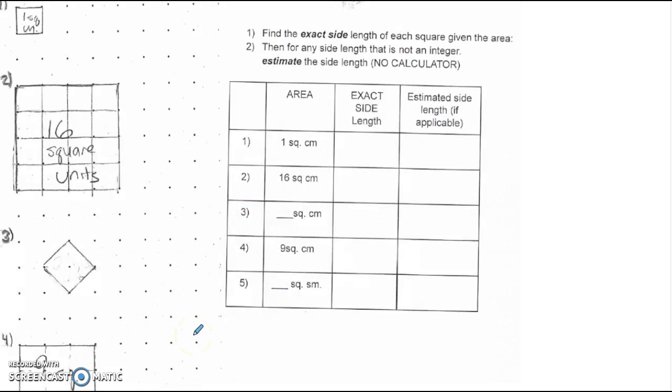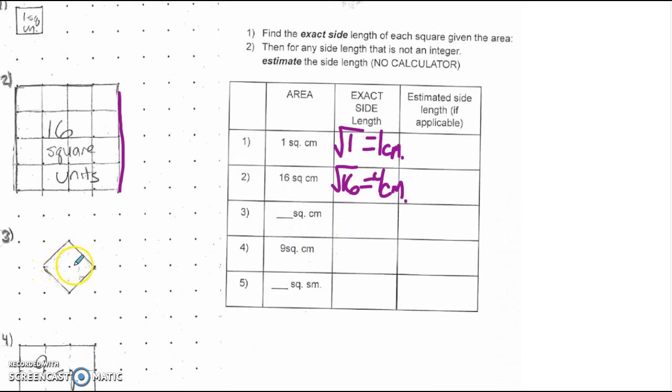So what I want you to do is find the exact side length of each square given the area. Here's a square that has 1 square centimeter. So the exact side length, you always take the square root of the area, and this equals 1 centimeter, because 1 is a perfect square. This one has 16 squares, so 16 square units. I want to know the length of one side. You could count it, but it's really going to give you the same answer. So if I know the area, I take the square root to get the side length. And that's an exact answer because 16 is a perfect square.